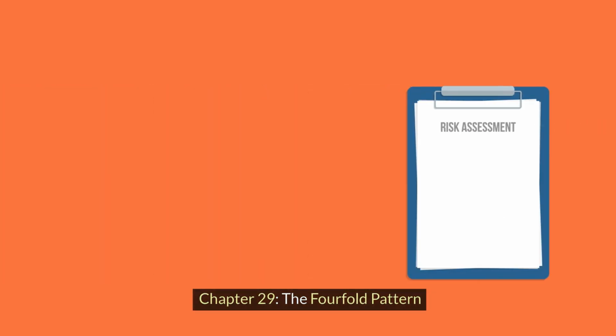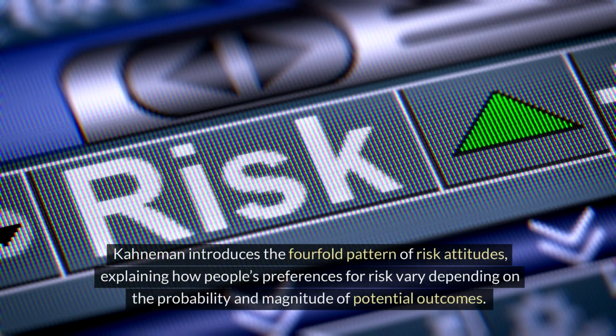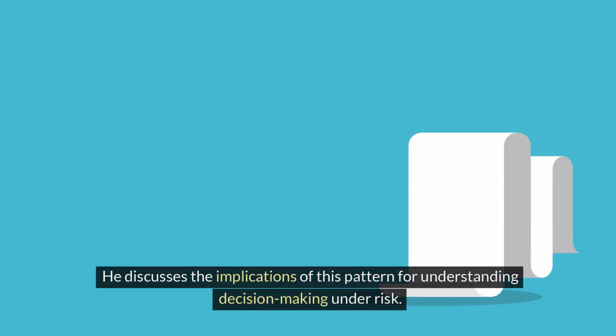Chapter 29, The Fourfold Pattern. Kahneman introduces the fourfold pattern of risk attitudes, explaining how people's preferences for risk vary depending on the probability and magnitude of potential outcomes. He discusses the implications of this pattern for understanding decision-making under risk.